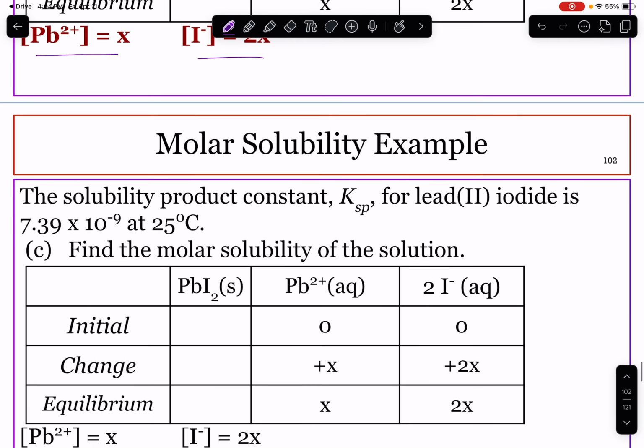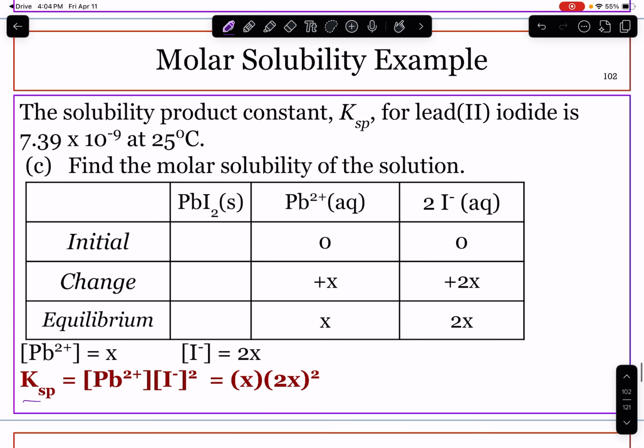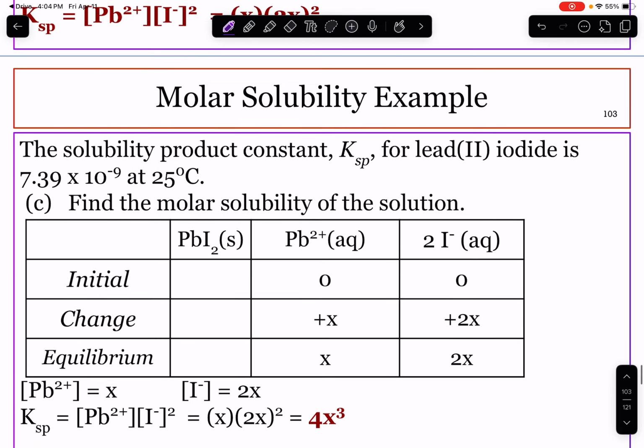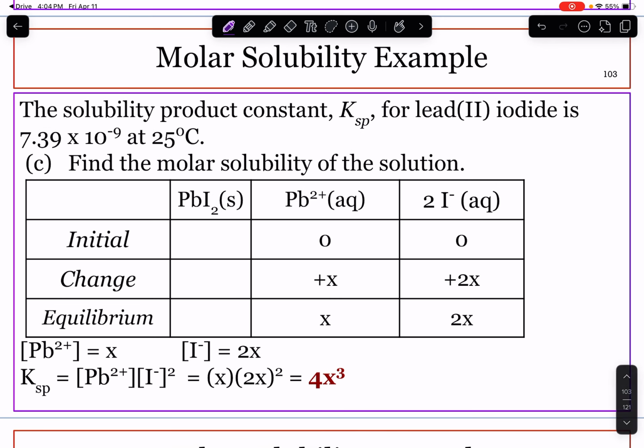Our equilibrium expression that we wrote from part B is this. So X is in place of lead, 2X is in place of iodide. Because of the expression that has an exponent, iodide is both doubled from the X and squared. This can simplify into 4X cubed.